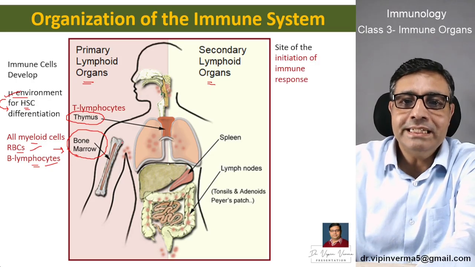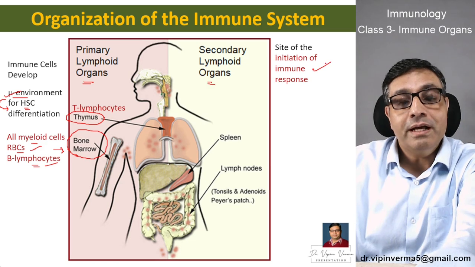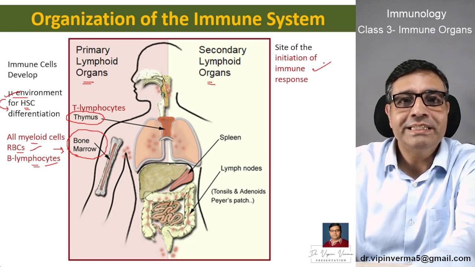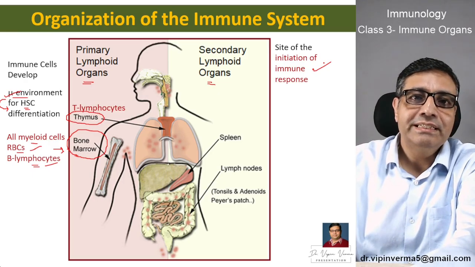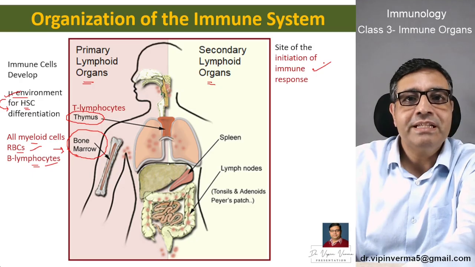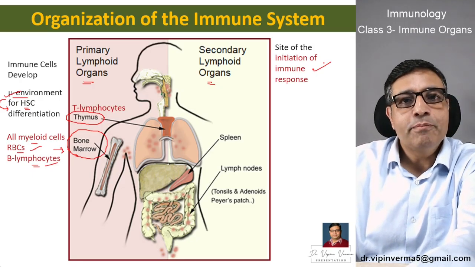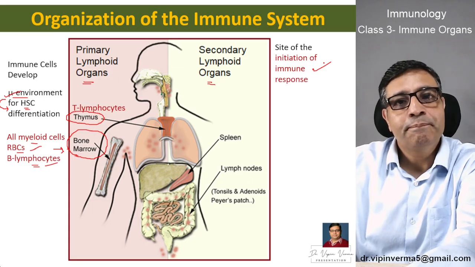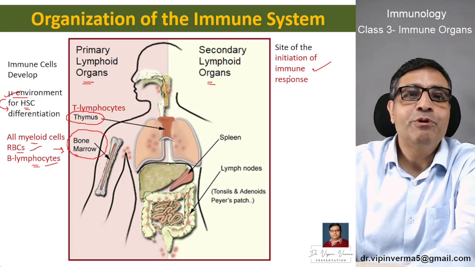Now, if we see the secondary lymphoid organs, the secondary lymphoid organs are the site of initiation of immune response. Initiation of immune response means the organs where most of our naive cells interact with the antigen, get activated, and then produce the effector cells. So these are the site of the initiation of the immune response.